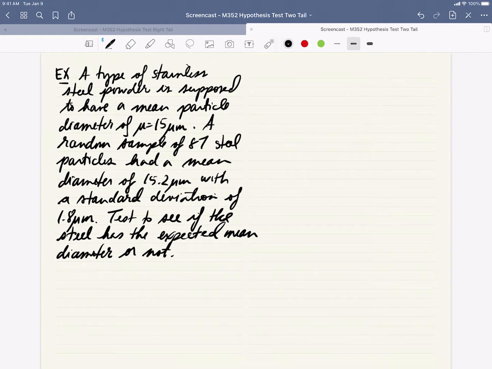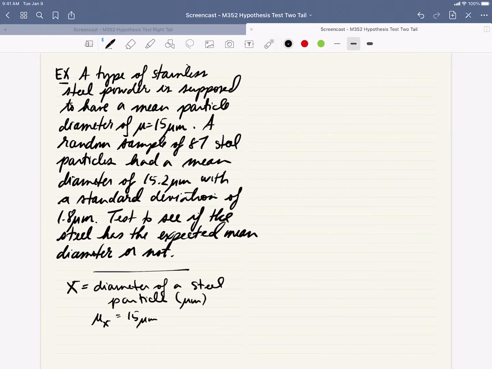And let's do this slightly differently than we did last time. Let's define a random variable. So I'm going to let x be the random variable that's the diameter of a steel particle. And what should be true is the mean diameter should be 15 micrometers. So x is measured in micrometers. So we're going to get a sample of size 87. And notice that's a large sample, so we can invoke the central limit theorem.